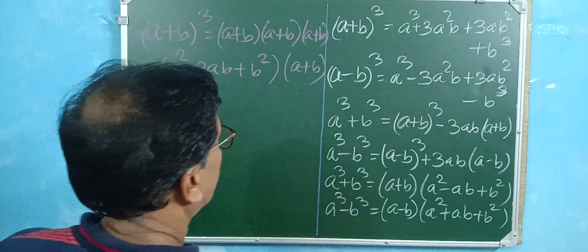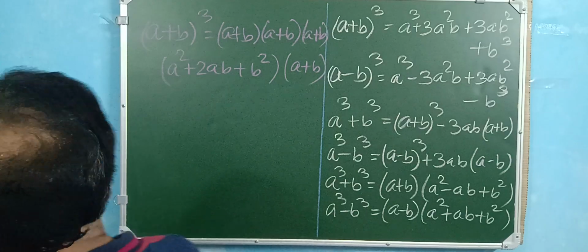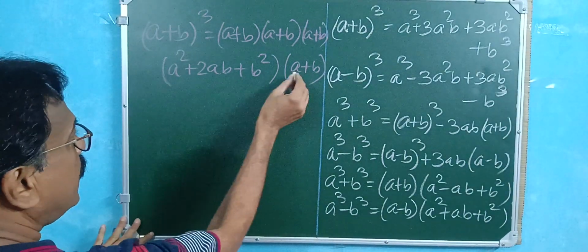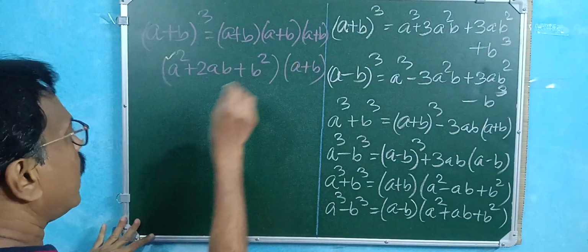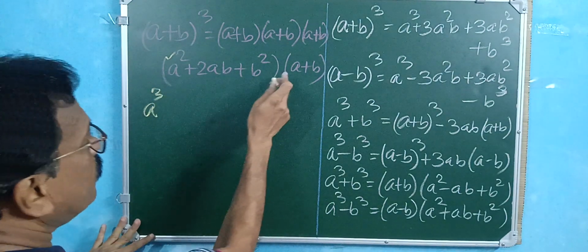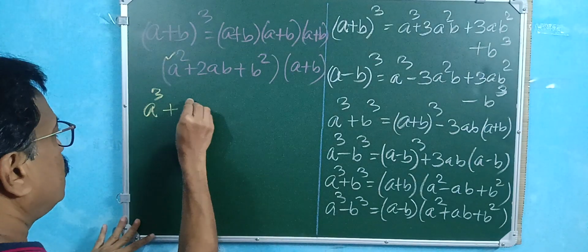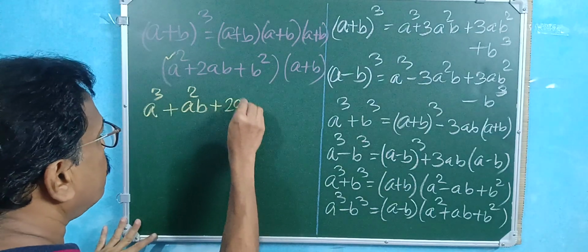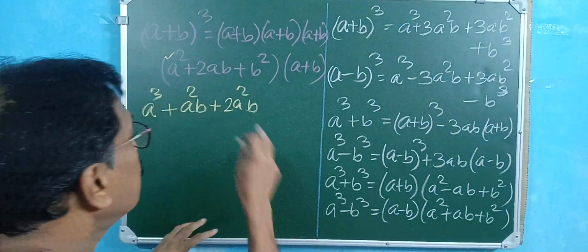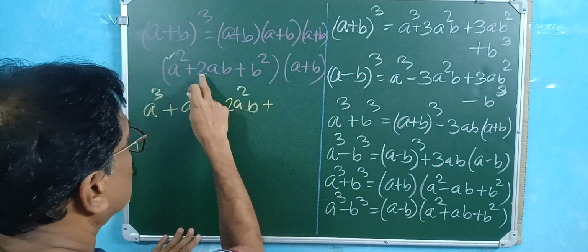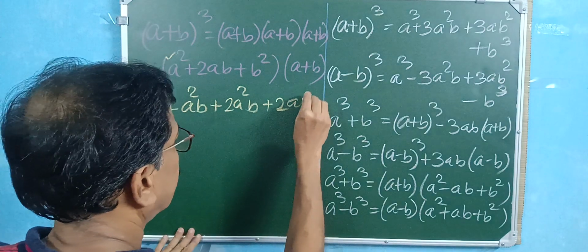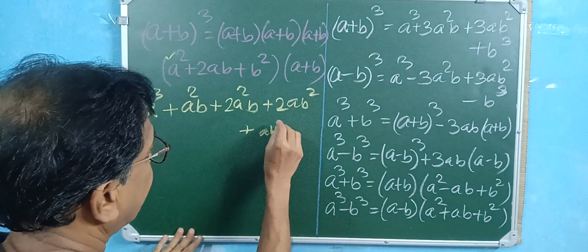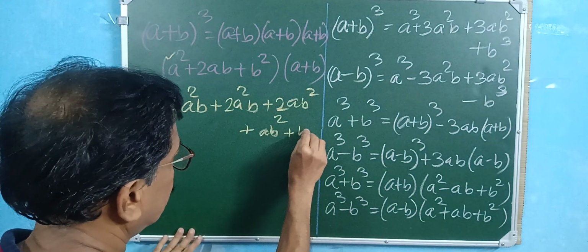In this way the formula comes. I will deduce this formula in this way. So a square into a is a cube. Then a square into b is a square b, plus 2ab into a is 2a square b. Now 2ab into b is 2ab square. The last is b square into a, which is ab square, and this is b cube.